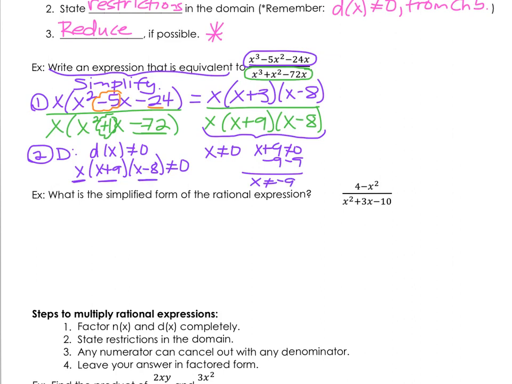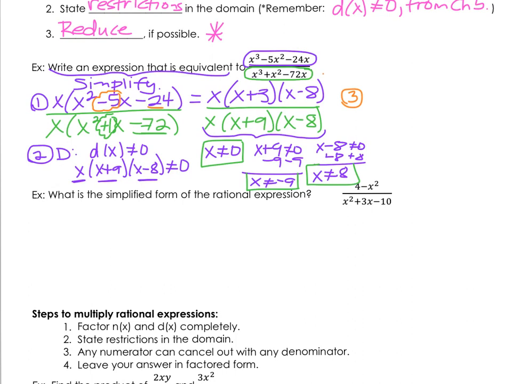And then the x minus 8, if we say that that can't equal 0, then x can't equal positive 8. All three of those terms are going to be in our domain. X can't equal 0, -9, or +8. Once you state your restrictions, you can then go back to that original problem, step 3.